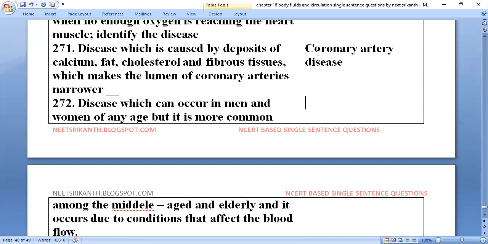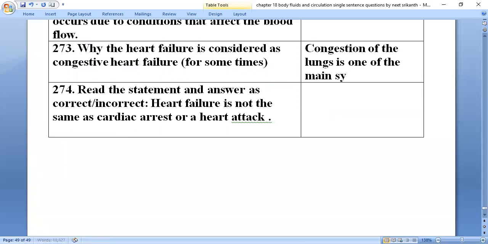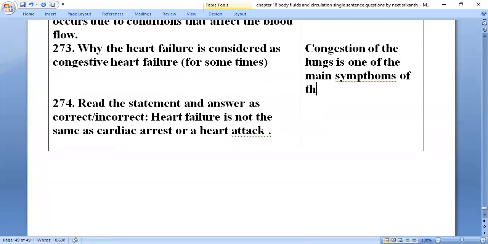The disease which can occur in men and women of any age but is more common among the middle-aged and elderly, and occurs due to conditions that affect the blood flow, is angina pectoris. Why is heart failure considered congestive heart failure? Because congestion of the lungs is one of the main symptoms of this disease.